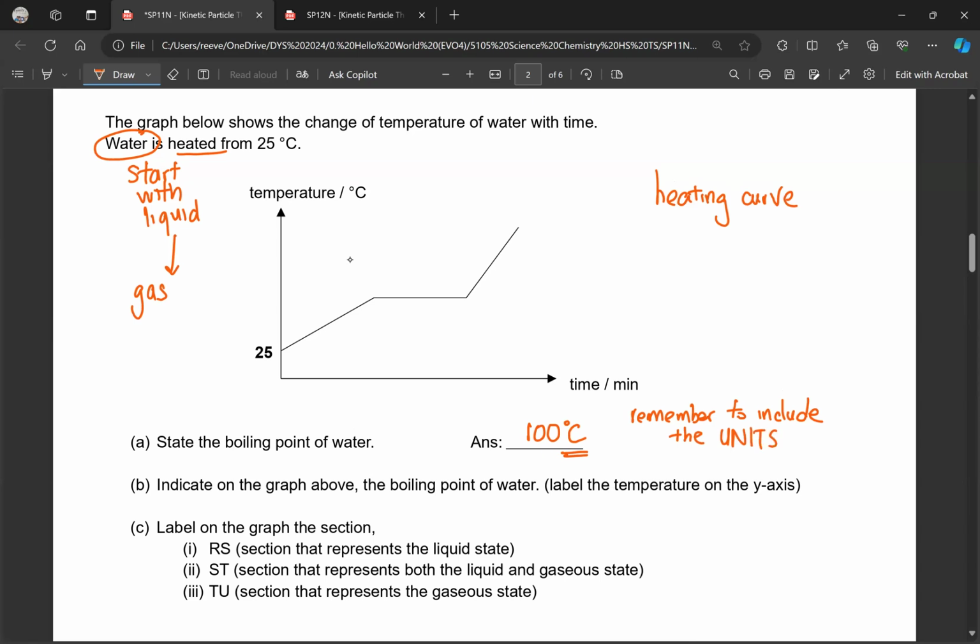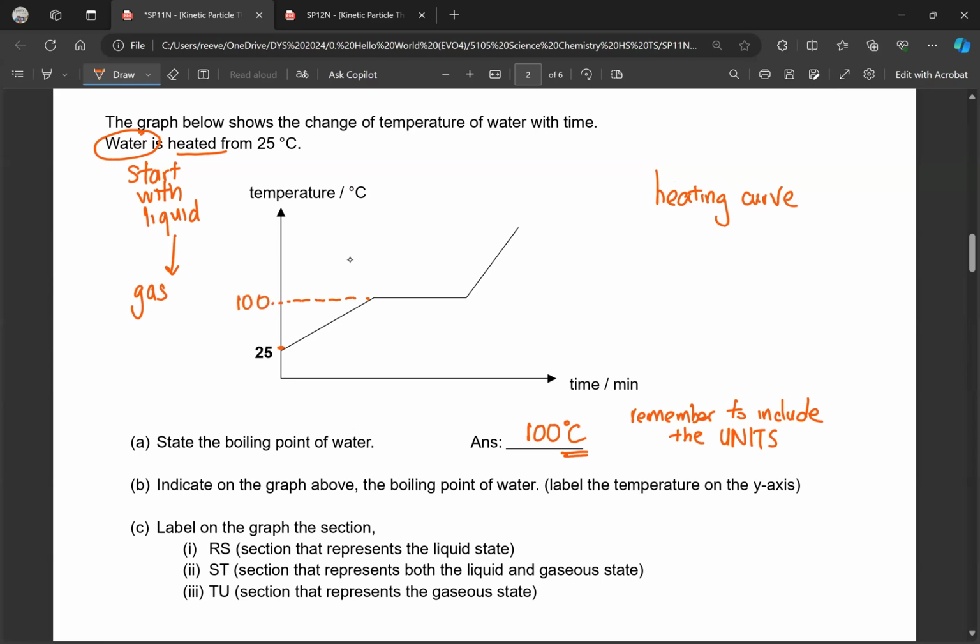Don't forget my units. Okay, boiling point of water is 100. Everyone knows pure water boils at 100. Now I want you to indicate on the graph the boiling point of water. So you go and estimate. If this is 25, where is 100? It's a bit tricky. You may think that 100 is very high, but actually it's over here, 100.